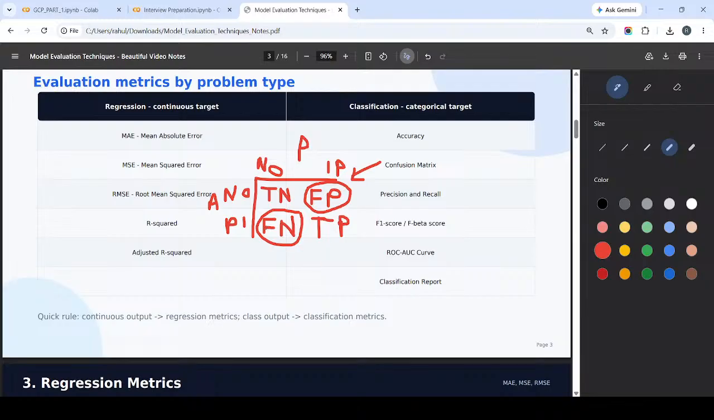So this is the confusion matrix. If we want to define it, it describes the performance summary of the prediction results of a classification model. That will be the definition of a confusion matrix.